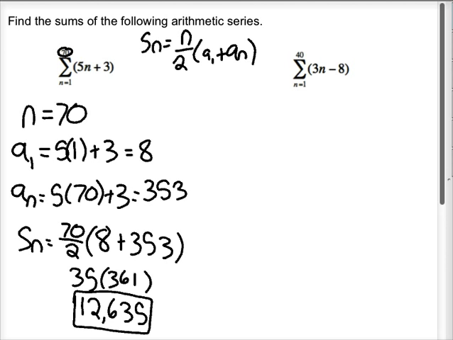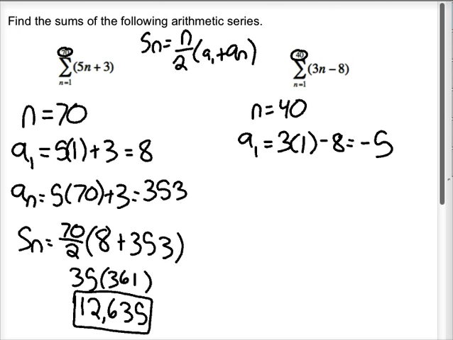All right, let's try this one. So again, 40 is our magic number. That's how many terms that we're counting. A1 is when you plug 1 into that formula. 3 minus 8 is negative 5. The last term is when you plug in that last number. So we're going up to 40 terms, so we need to plug in 40. So 120 minus 8 is 112.